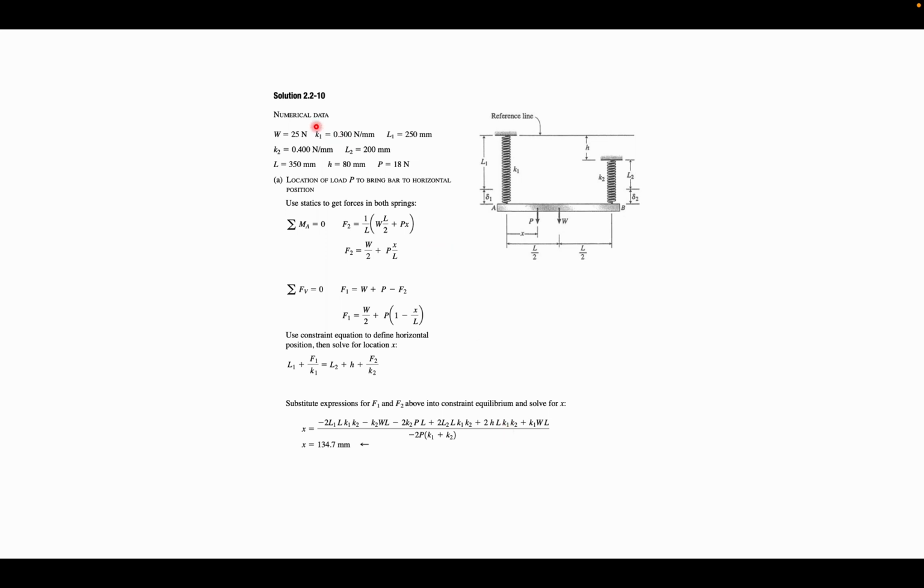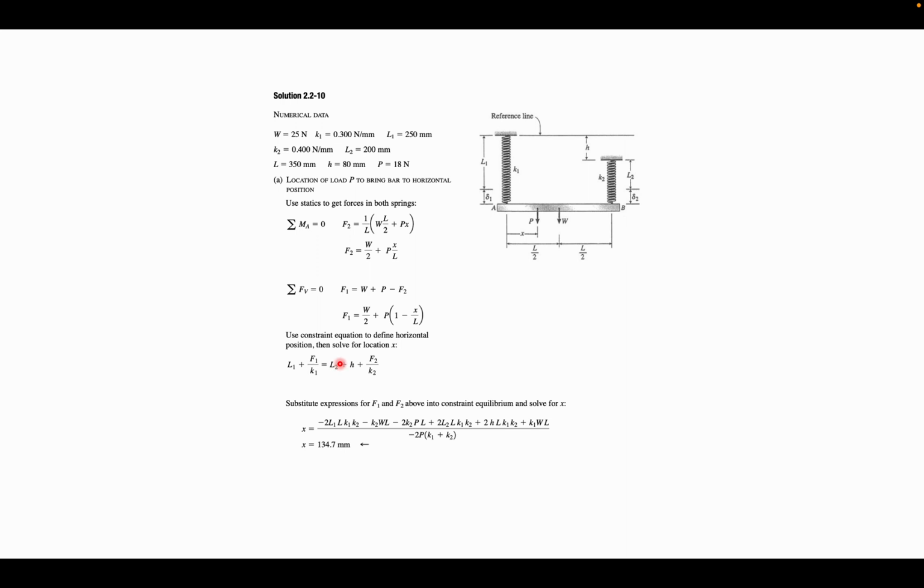Here, as we can see, all the given data in the question. Firstly, for the location of the load P to bring the bar to the horizontal position, we'll have to use statics to get the force in both the springs. So firstly, we'll put the summation of moment at A equal to 0, and find out the equation for F2. Similarly, we'll put the summation of Fv as 0 to find out the equation for F1. And finally, we'll use the constraint equation to define the horizontal position, as we can see here.